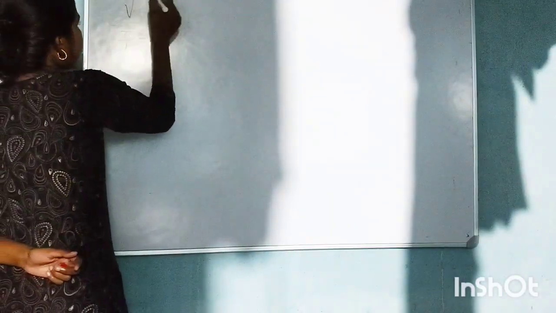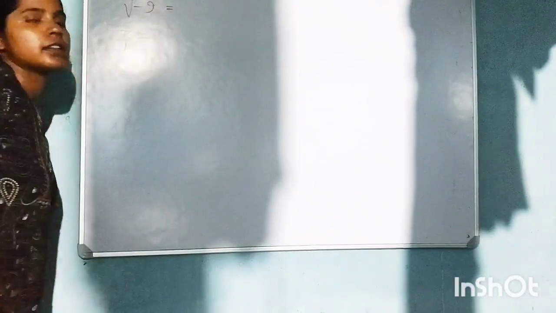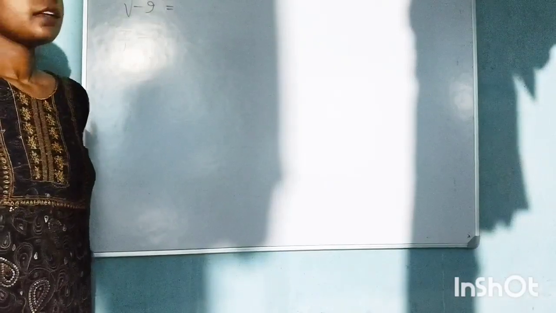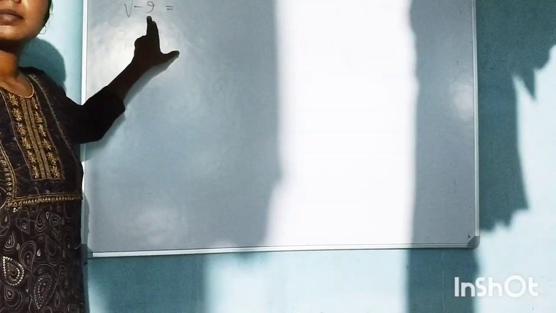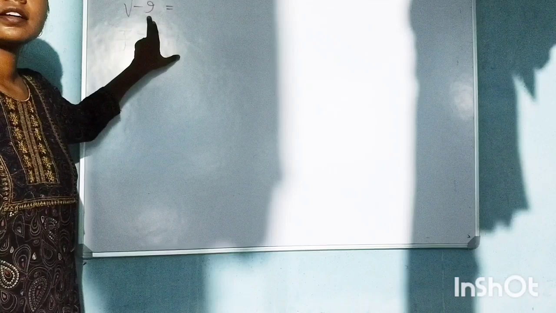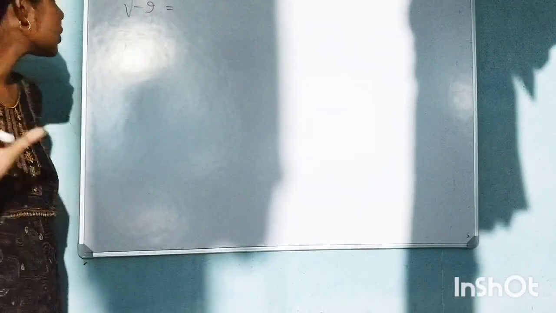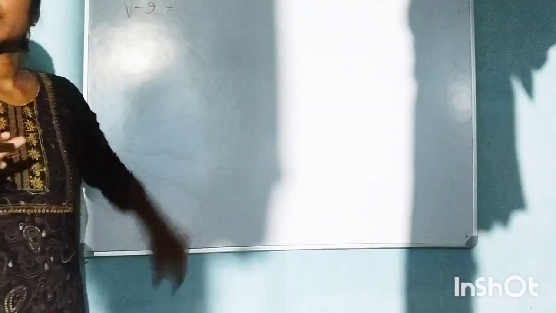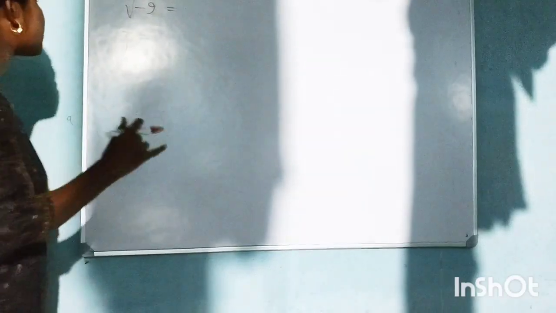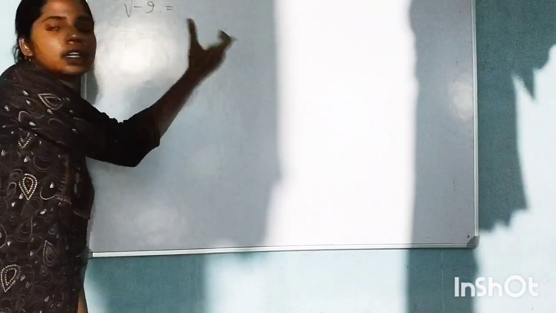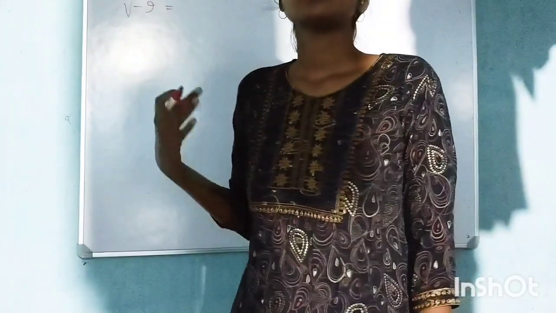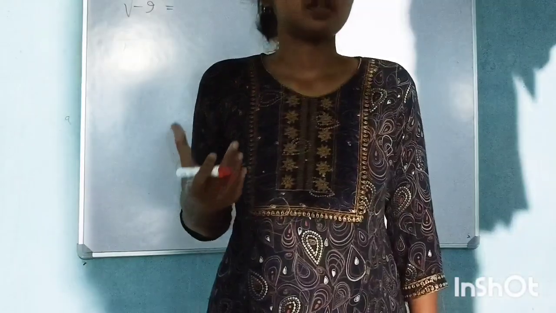Can anyone tell me the value of root over -9? Is this term defined? No, it is not defined, at least not in real number. In real number we cannot define negative under square root. But for this type of number, specifically complex number chapter arises. Because we cannot define negative number under a square root. But in complex number we can.